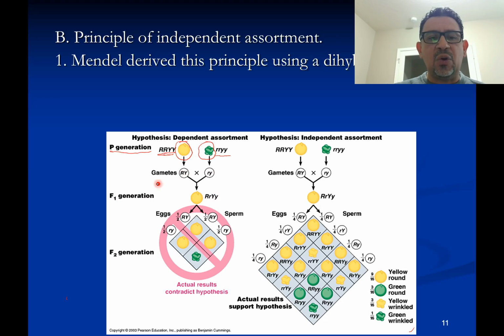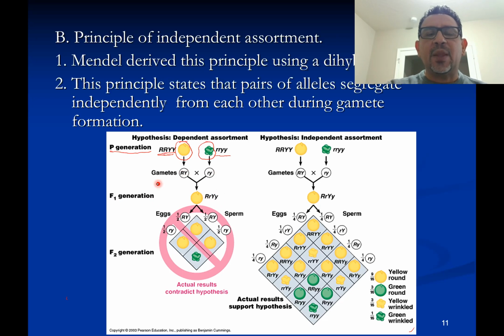The question is now, what would happen when we cross two of these plants from the F1 generation? You will be crossing here two of the same descendants from the two original parents. So you're crossing sibling plants.